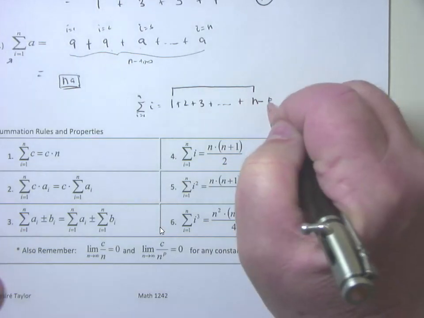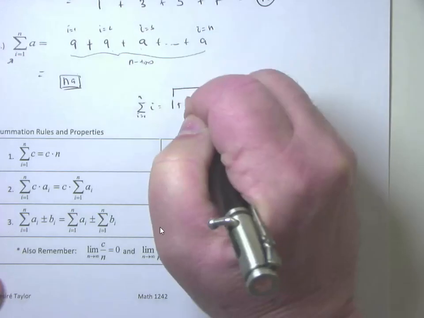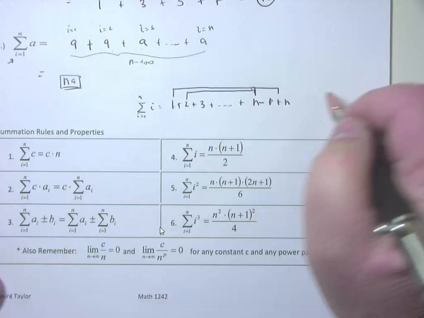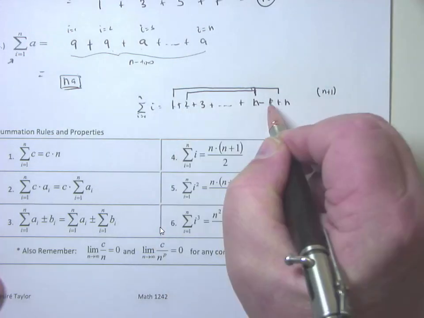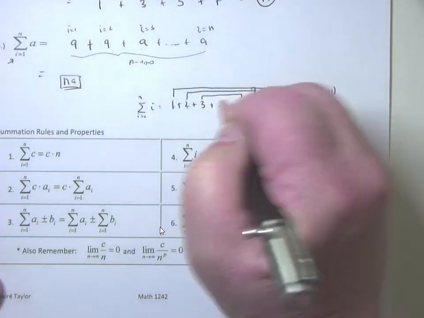It would be n minus 1 plus n. So he would go all the way out to n, and then he would do 2 plus n minus 1. You can see 1 plus n is n plus 1. 2 plus n minus 1 is how much? What's 2 plus n minus 1? Another n plus 1. And he kept matching these guys up.